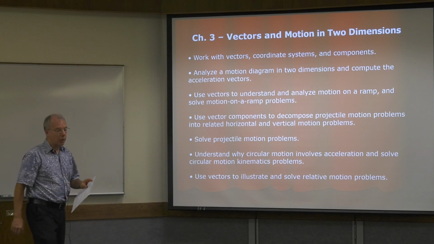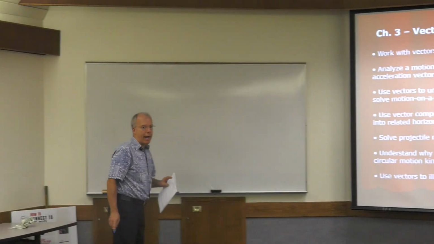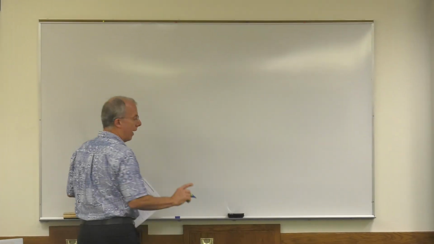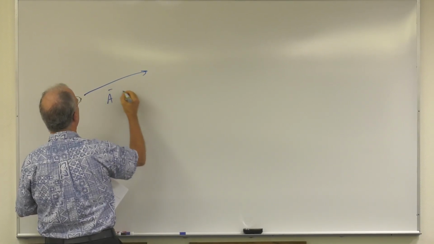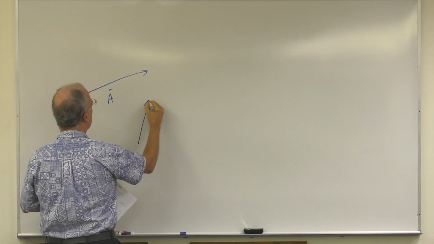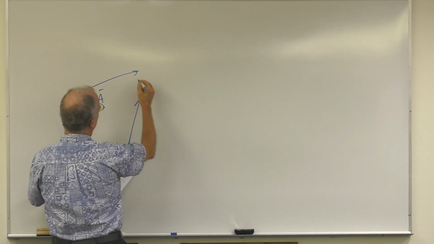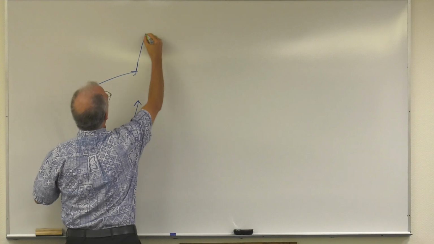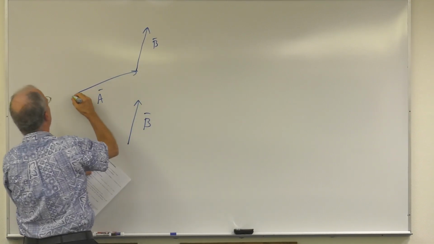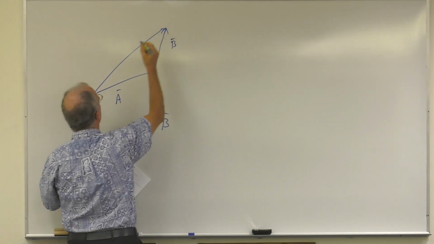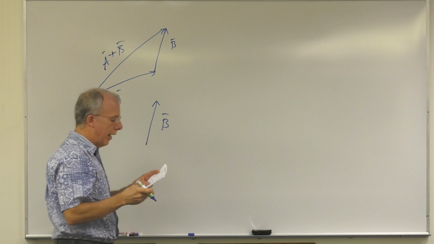All right, so let's review a little bit. We want to review how to add vectors. This is the head-to-tail method. Let's say we have a vector A and a vector B. We want to add them. So head to tail. There's A, here's B, right? Head to tail. And then from the beginning to the end. That's A plus B. All right, so that's head to tail.